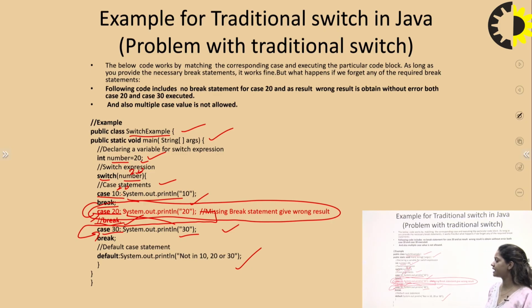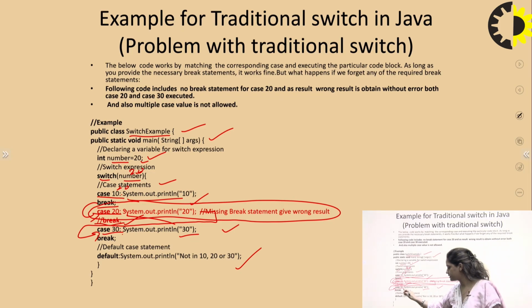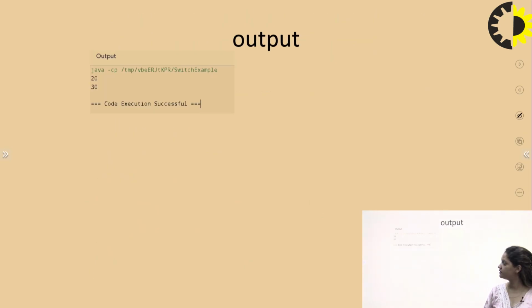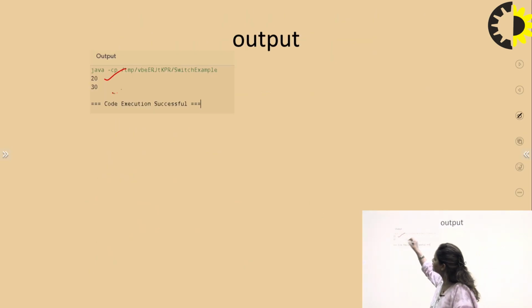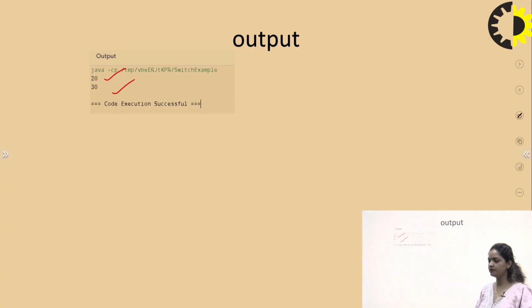But here, as we forgot to write this break statement, or by any issue this break statement is not working, the control of the program will jump to the next case, that is case 30. And in the output, what are we receiving? We are receiving 20 and 30, both values, because the break keyword is missing in between.